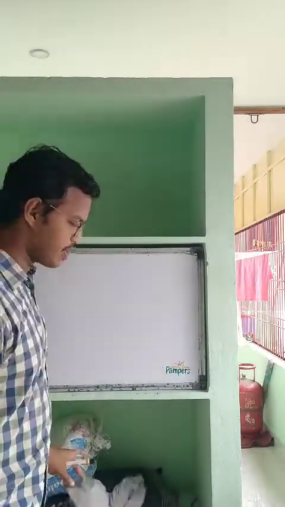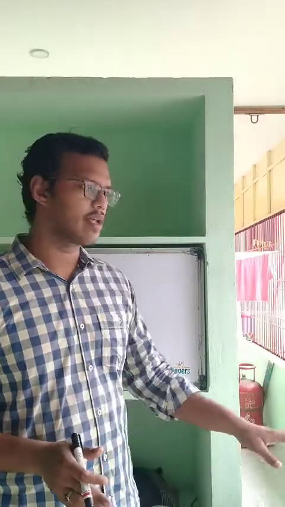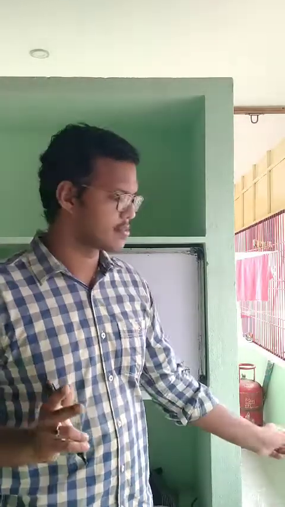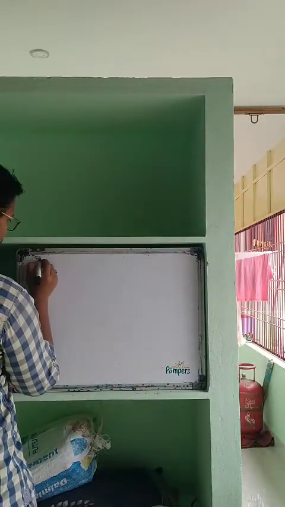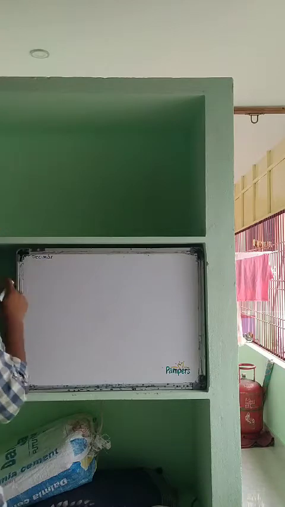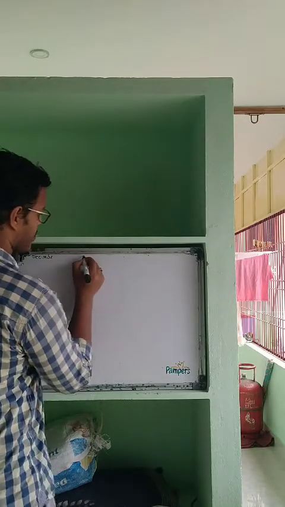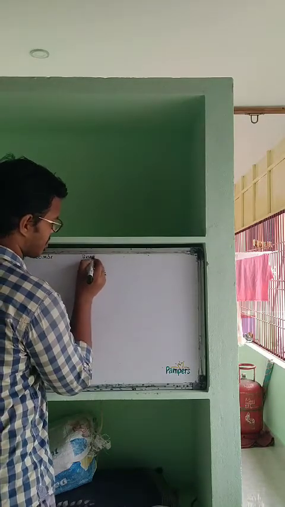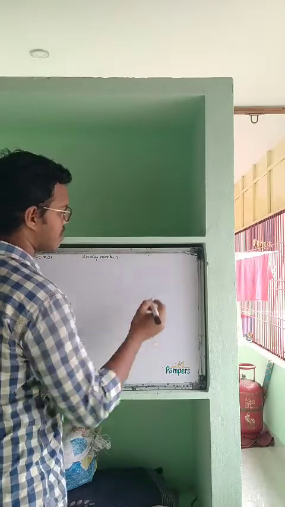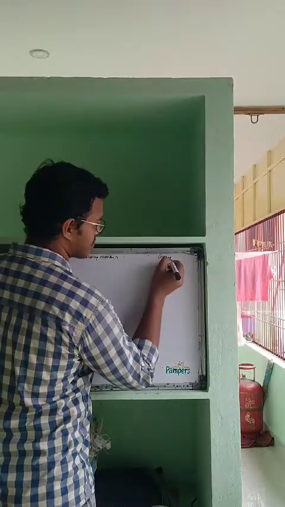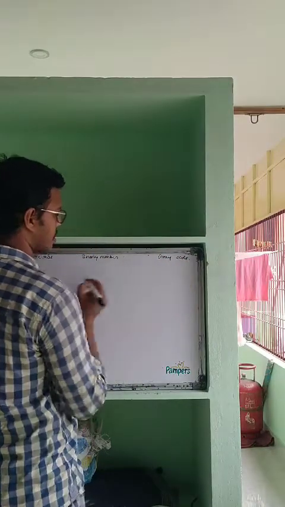So let me write the tabular form first, then I will explain those two points. Okay. First one is decimal numbers. Next is binary number. Next one is gray code.